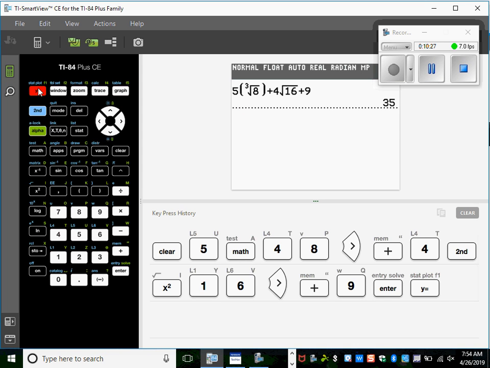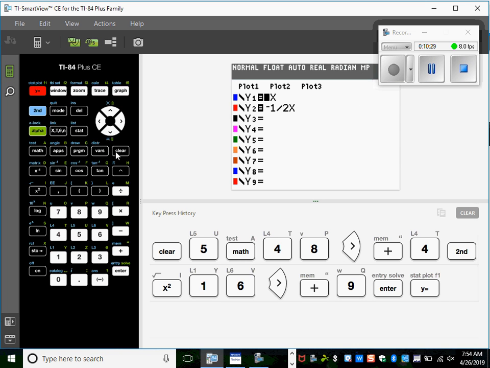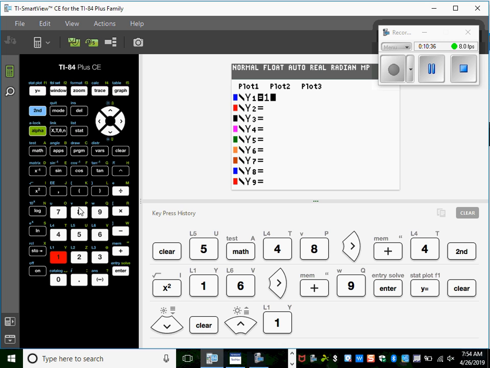We're going to hit y equals. Okay, I need to clear what I have in here. I'm going to put in 180 divided by x squared.